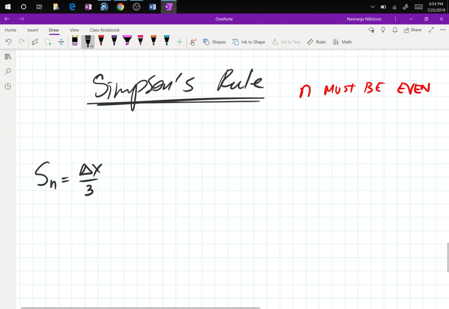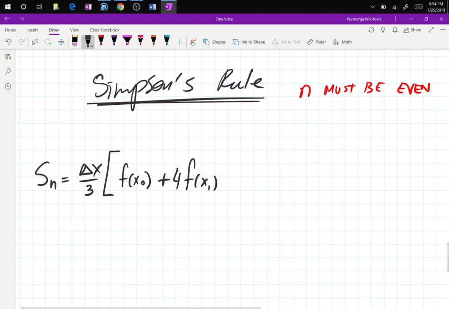Right. Now, what's the rule? The rule is you have a single, so one time, f of x0. So the first one is single, just like in your trapezoid. Now the second one is times 4. So plus 4 f of x1.